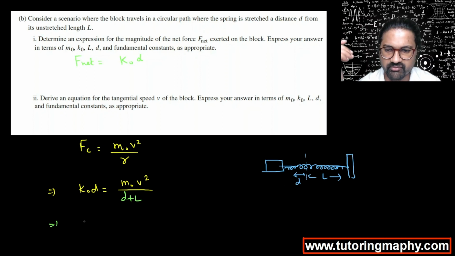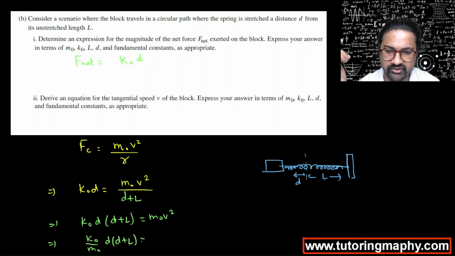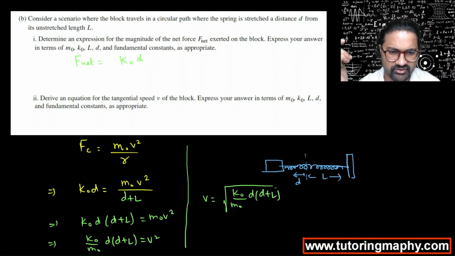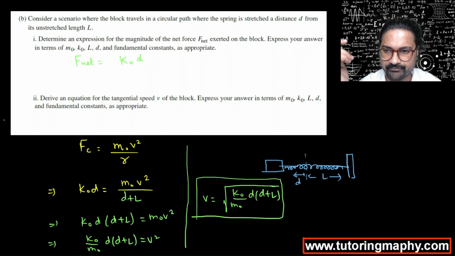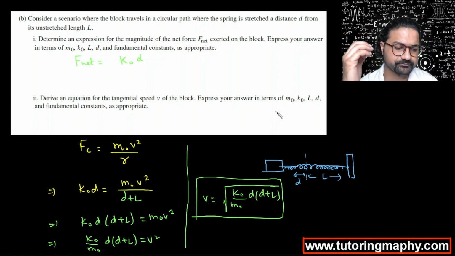A little bit of rearrangement, multiplying d plus L on both sides. So k naught d times d plus L is equal to m naught v square. Dividing both sides by m naught, we have k naught over m naught times d times d plus L is equal to v square, which means v is the square root of k naught over m naught times d times d plus L. I just took the square root on both sides. So this is our expression in terms of m naught, k naught, L and d. There is no other variable, as indicated in the question, only those variables.